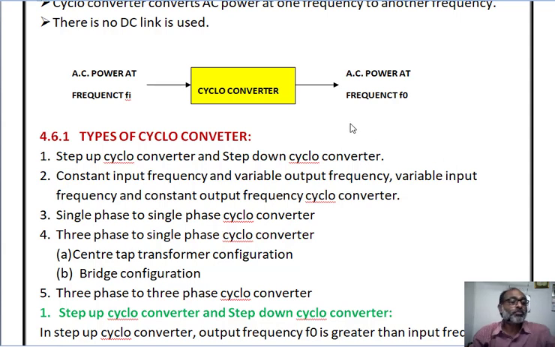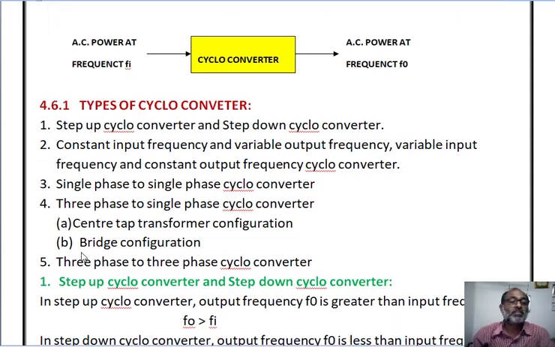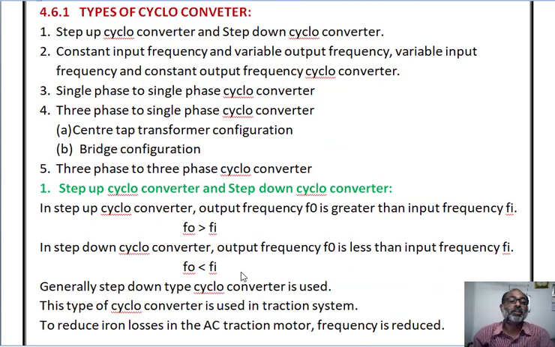Second, constant input frequency and variable output frequency. Second, variable input frequency and constant output frequency cycloconverter. Third, single phase to single phase cycloconverter. Fourth, three phase to single phase cycloconverter. It is further divided into two parts: first, A. center tap transformer configuration, and B. bridge configuration. Fifth, three phase to three phase cycloconverter.